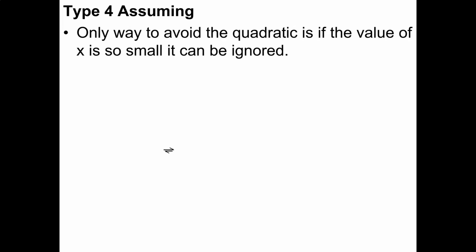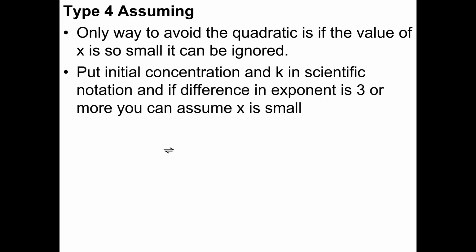So we're going to basically say our minus and plus X's are 0. Like they don't exist. There's no minus or plus X. Do X's have a value? Of course they do. They can't be 0 overall, but we're going to assume they're so small, we're going to pretend like they're 0. And I'll show you what it looks like. So put initial concentration and K in scientific notation, and if the difference in exponent is 3 or more, you can assume X is small. What the heck does this even mean? Well, let's take a look.